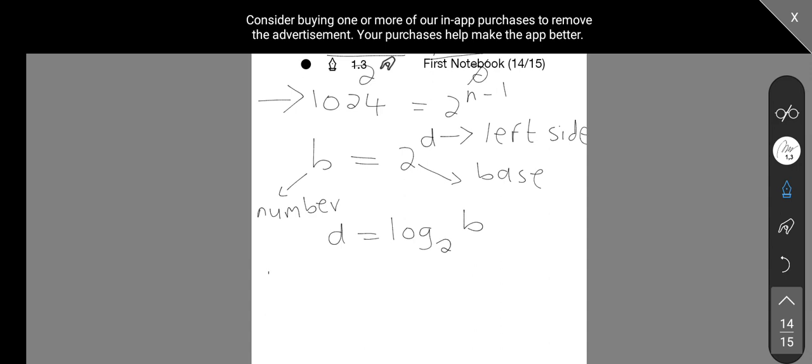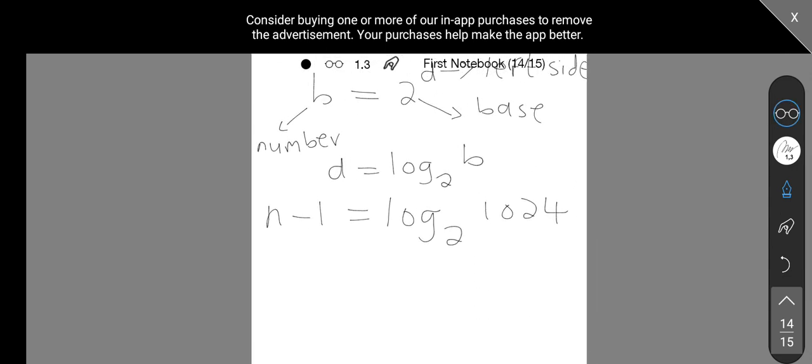So we're going to say that n minus 1 is equal to log, the base will be 2, and the number will be 1024. Then here we're going to say that n minus 1, plug everything that is on the right hand side on the calculator. That is log. Log is the one that is below the on button. It's log 2 and then 1024. That gives us 10.